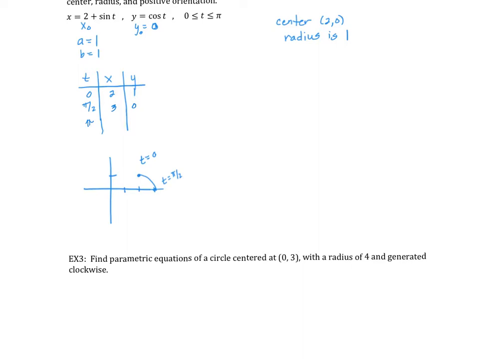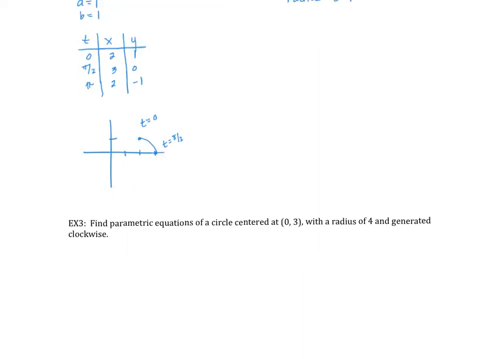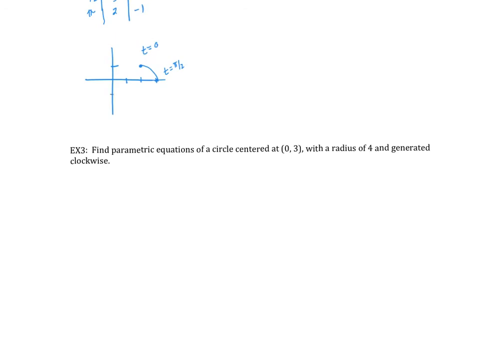If this wasn't enough for me to tell how it was generated, I wanted to go back and maybe check pi over 4, 3 pi over 4, and so on, I could do that. At pi, I get 2 for my x value and negative 1 for my y value. In my graph, that would be a 2, negative 1, and it looks like it stops there at t equal to pi. So I'm seeing it being generated clockwise.